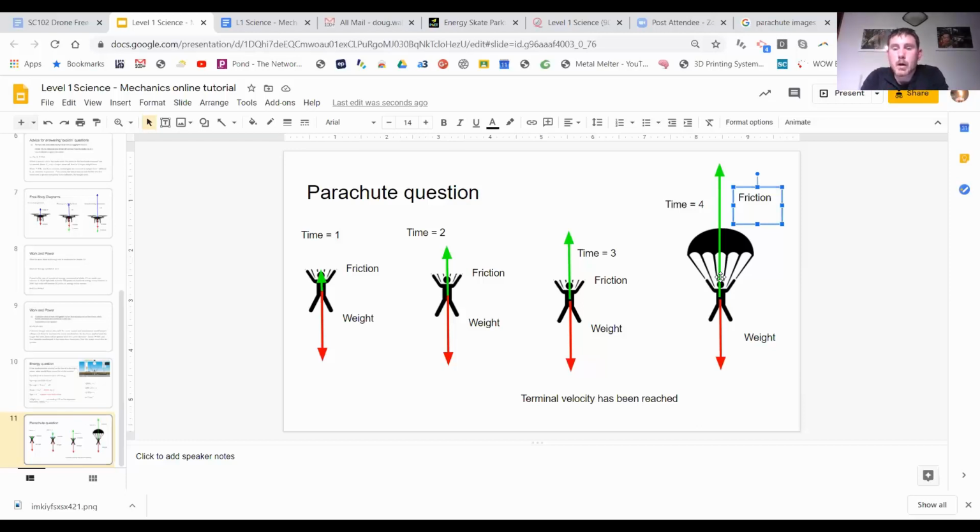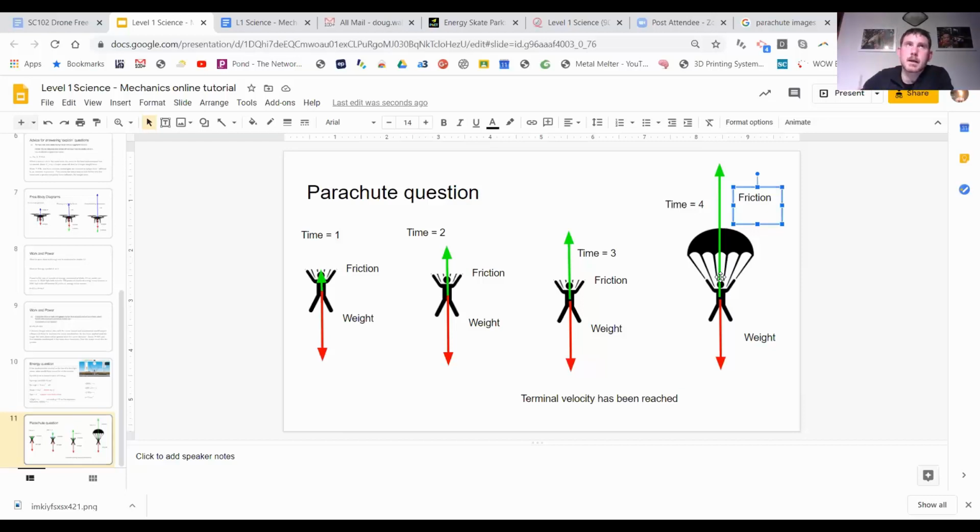So the net force is now upwards. The acceleration is upwards, even though the person still has speed downwards. And then because they're accelerating in the upwards direction, that means that their speed downwards gets smaller and smaller and smaller until they reach a new terminal velocity.